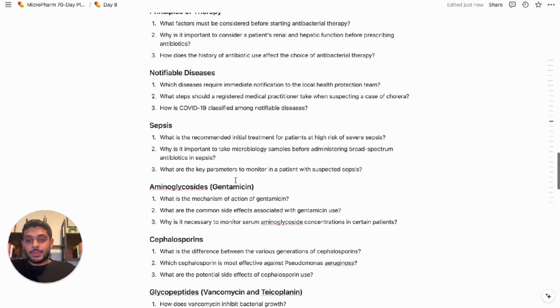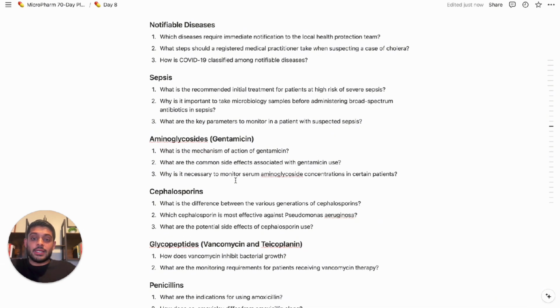When it comes to notifiable diseases, which diseases require immediate notification to the local health protection team? What steps should a registered medical practitioner take when suspecting a case of cholera, for example? How is COVID-19 classified among notifiable diseases? Then focusing on sepsis. What's the recommended initial treatment for patients at high risk of severe sepsis? Why is it important to take microbiology samples before administering a broad spectrum antibiotic in patients with sepsis? What are the key parameters in a patient with suspected sepsis?